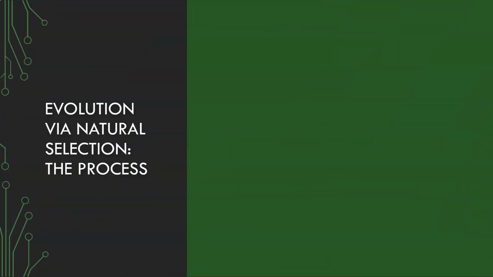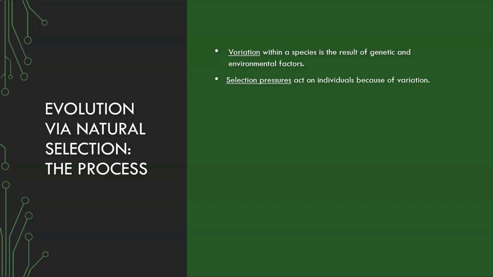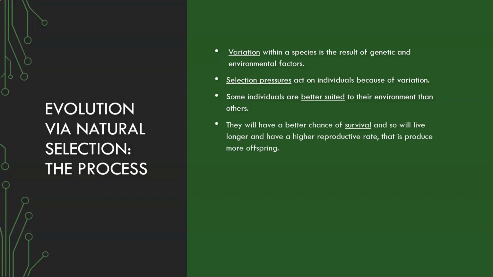Okay, so evolution via natural selection, the process. So we get variation within a species, and that's a result of genetic and environmental factors, and we look at that further in another unit. We've got selection pressures, which act on individuals due to variation. Again, we look at that further in another unit. Some individuals are better suited to their environment than others. They will have a better chance of survival, so will live longer and have a higher reproductive rate, because there's more of them. And they therefore produce more offspring with those heritable characteristics that are being passed on.